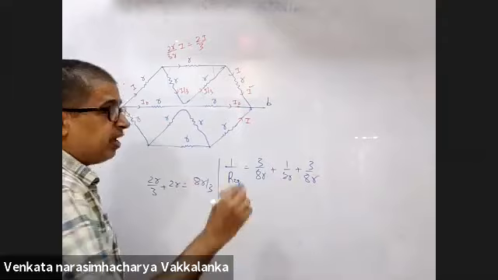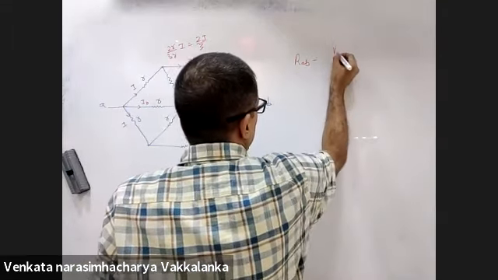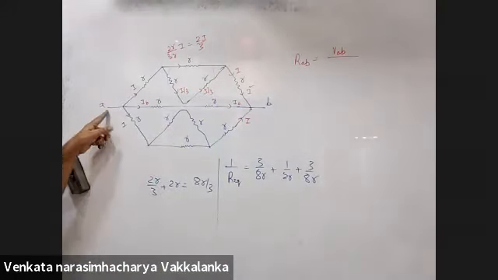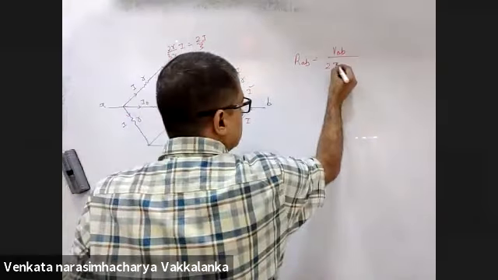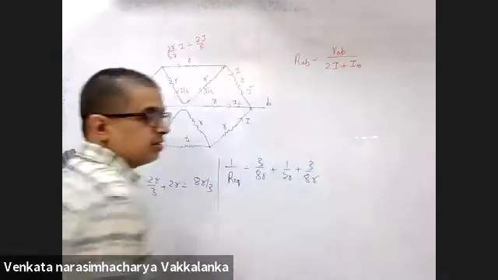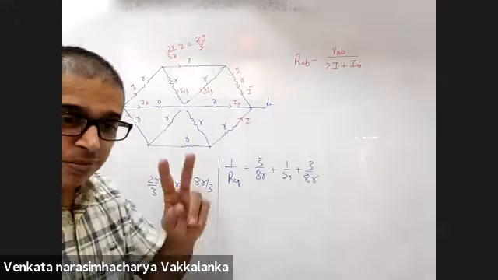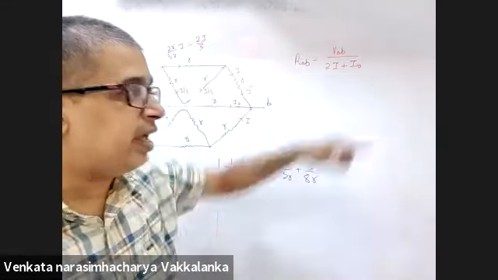Application of KVL, we have to learn this. RAB will be equal to VAB divided by total incoming current. What is the total incoming current? 2I plus I naught. Total incoming current 2I plus I naught. That means you will have to apply Kirchhoff's law 2 times because we have to eliminate I as well as I naught.